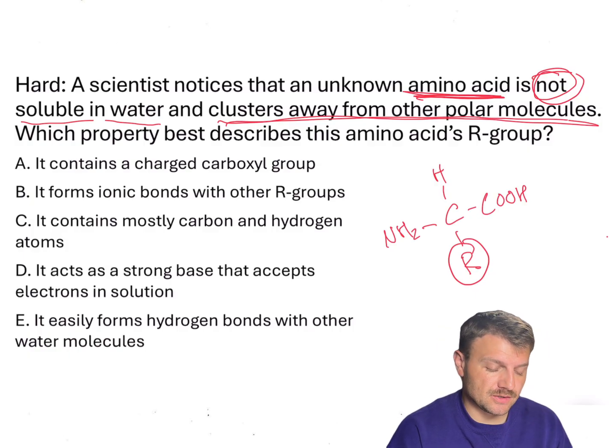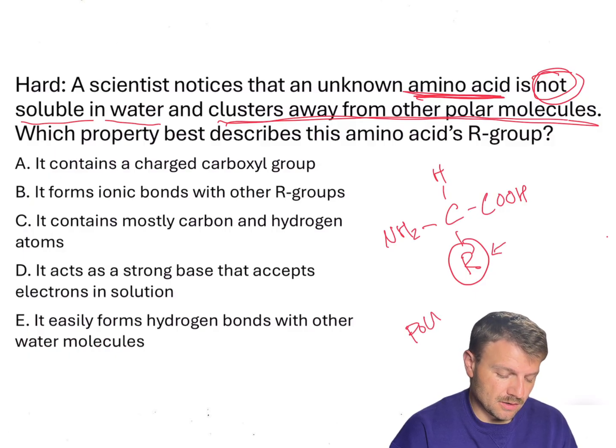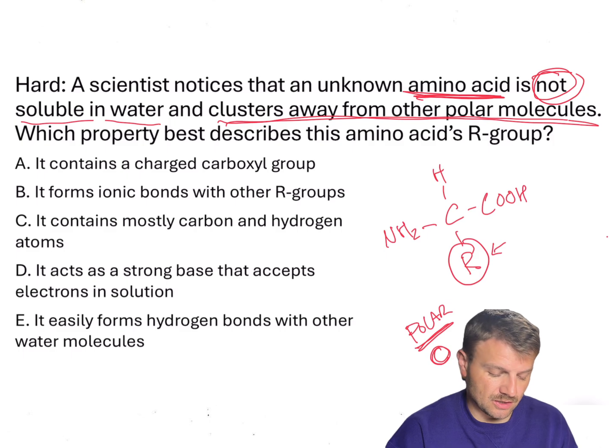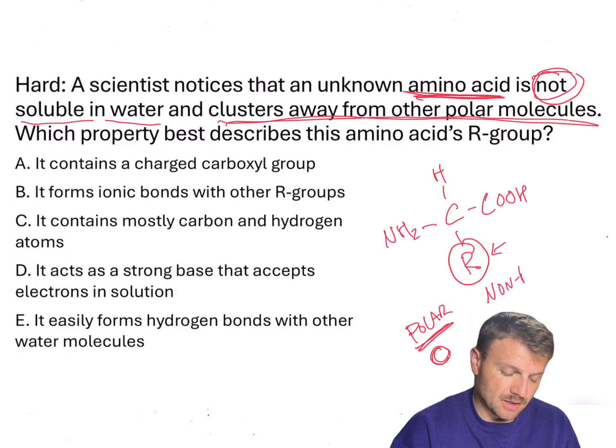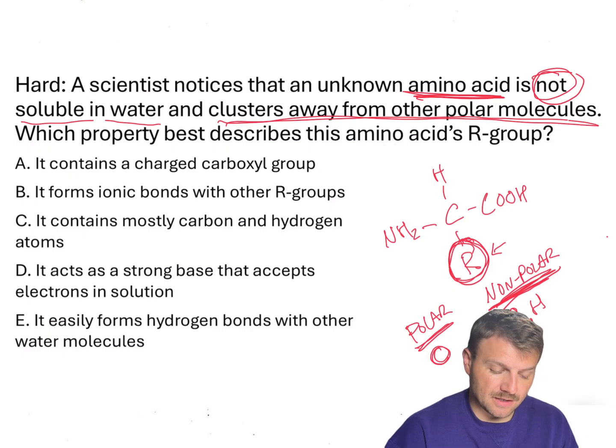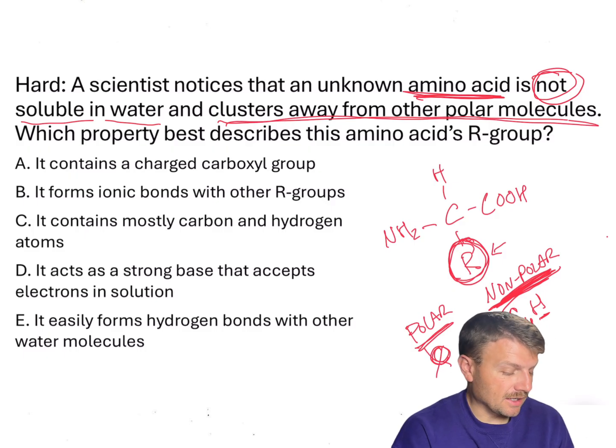Whenever I go over this with my students, typically I tell them that polar amino acids look for oxygen. It's not a perfect rule, but I tell them look for oxygen. Non-polar, it's a little bit more difficult, but there's going to be a lot of carbon and hydrogen in non-polars. So knowing that, we're going to guess that the answer is going to have to do with it being non-polar, having a lot of carbon and hydrogen, but no oxygen. A, it contains a charged carboxyl group. Nope, we didn't talk about that.